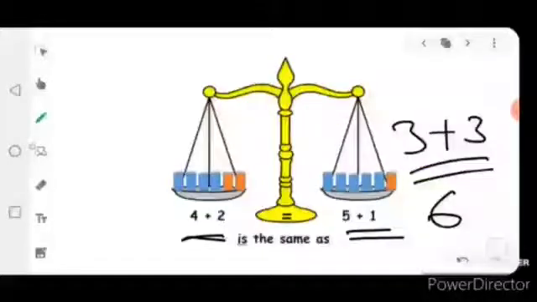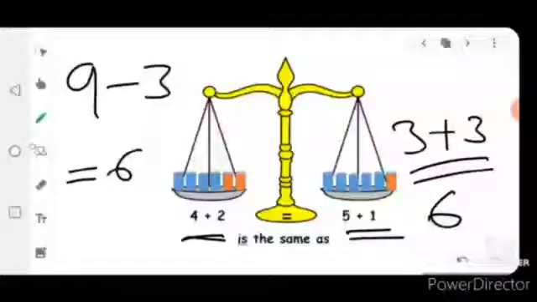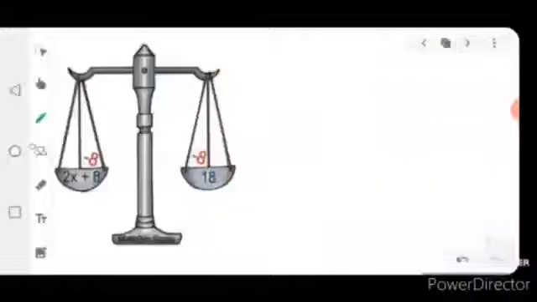You can also use different types of mathematical operations instead of addition only. You can use subtraction, multiplication, division, whatever it may be. For example, on one side 4 plus 2 is equal to 6, and we can also write 9 minus 3, which is also 6. So you can use any operation of mathematics.